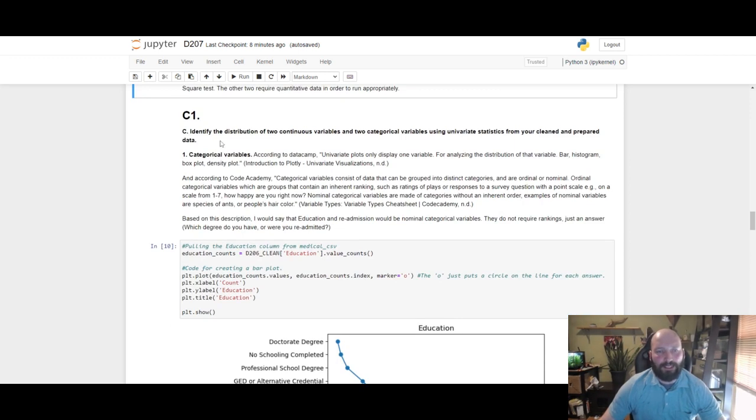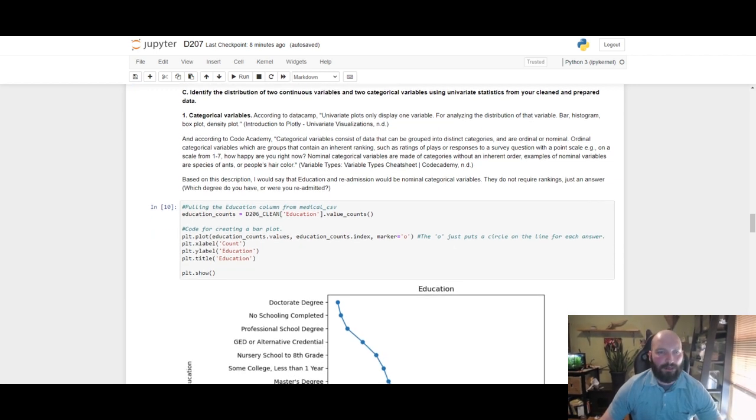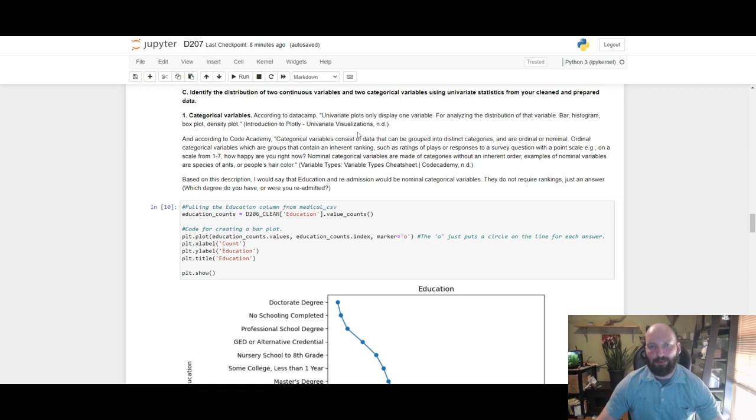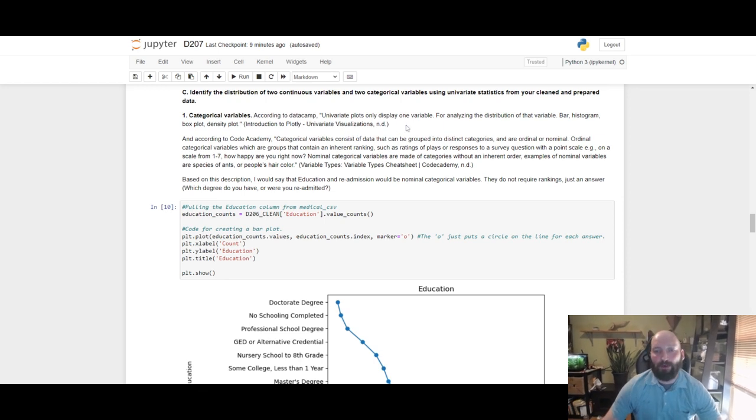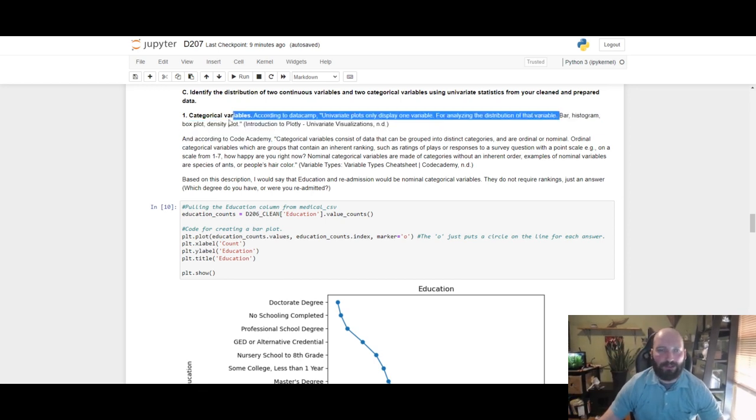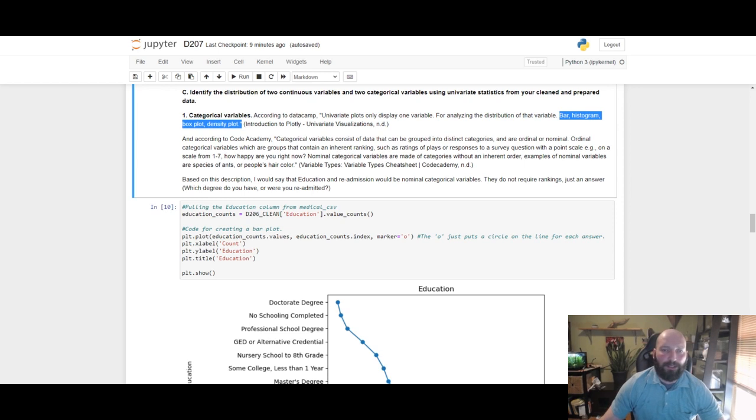C1, identify the distribution of two continuous variables and two categorical variables using univariate statistics from your cleaned and prepared data. So categorical variables, according to the DataCamp, univariate plots only display one variable for analyzing the distribution of that variable. And the examples that they provided were bar, histogram, box plot, density plot. So it's just providing a definition of what univariate plots are, what they do. So they're looking at one variable.